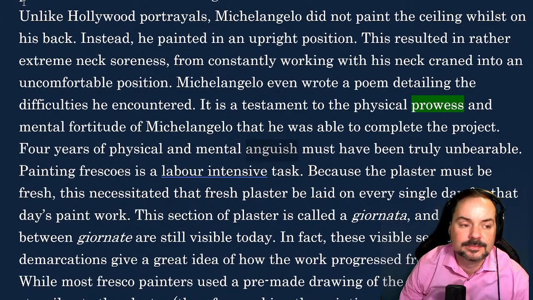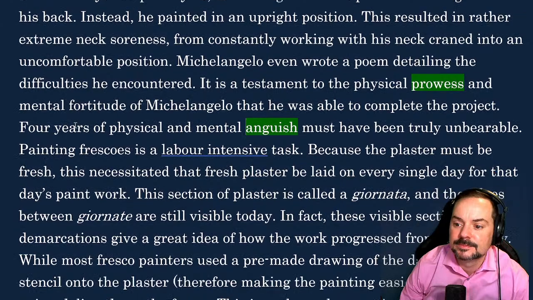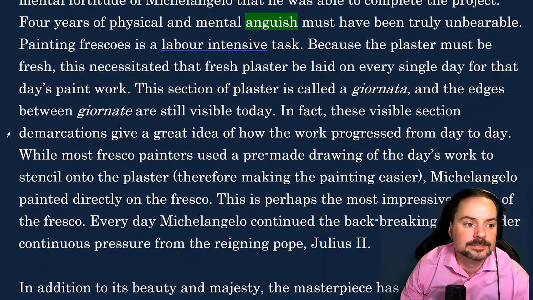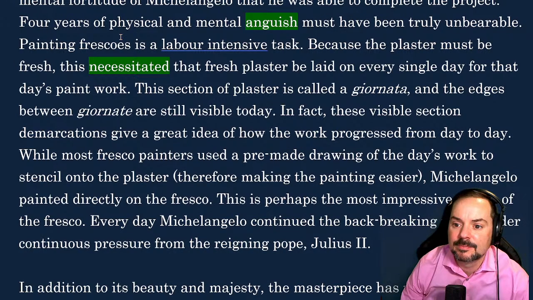Painting frescoes is a labor-intensive task. Because the plaster must be fresh, this necessitated that fresh plaster be laid on every single day for that day's paint work. This section of plaster is called Giornata, and the edges between Giornate are still visible today. In fact, these visible sections, demarcations, give a great idea of how the work progressed from day to day.